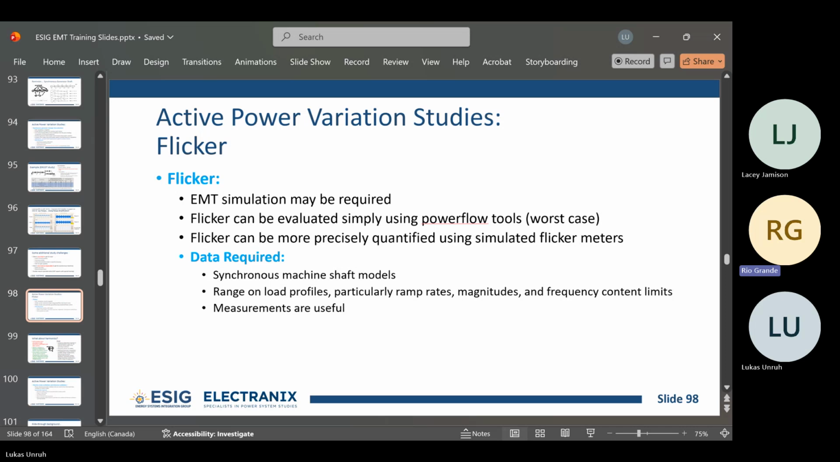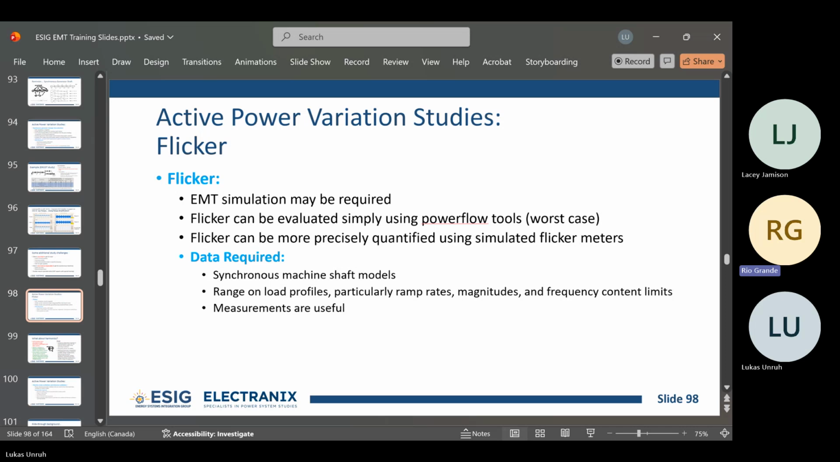I might have to make some assumptions around what the voltage controllers in the area are doing, but you can get an idea of that from your power flow tools as well. But if you want to look at it in detail, you may need to do this in EMT if you think it's going to be a problem. In quantifying it in EMT, you typically will have some simulated flicker meters in the EMT tool as well. And in order to do this, you're going to need synchronous machine shaft models. And a range of load profiles and measurements are useful as well.